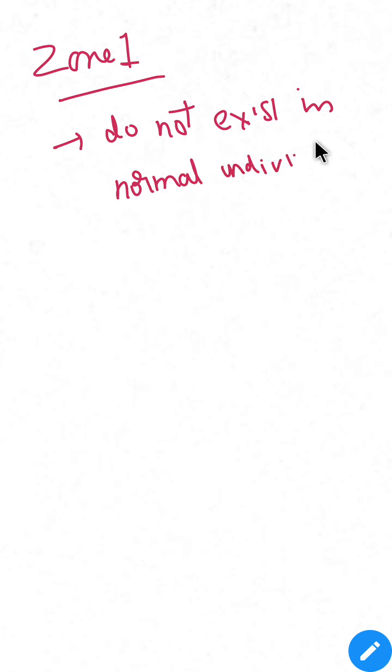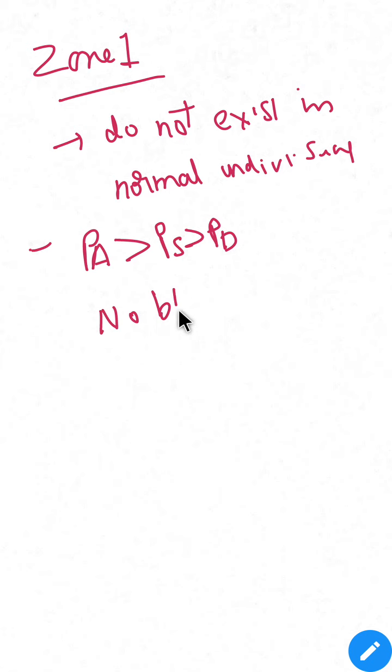Then when is it present in the lung? See, in zone 1, let's see the pressures. In zone 1, alveolar pressure is greater than systolic pressure, which is greater than diastolic pressure. If you look at the pressures, you can easily analyze that circulation will not happen in diastolic as well as in systolic. So circulation will not reach this zone even if it is present in a pathological condition. Okay, so there will be no blood supply in zone 1.